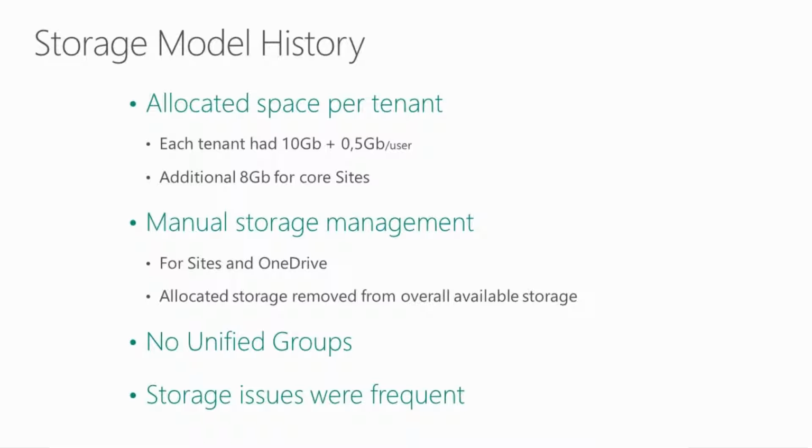And usually we could see that maybe one OneDrive was using 500 gigabytes of storage that should be available for the tenant. Another thing is that when you set, for example, a site collection with 10 gigabytes of storage, that storage was automatically taken out of the global quota, even if it wasn't being used. So if you wanted to allocate more to another site, it wouldn't let you.